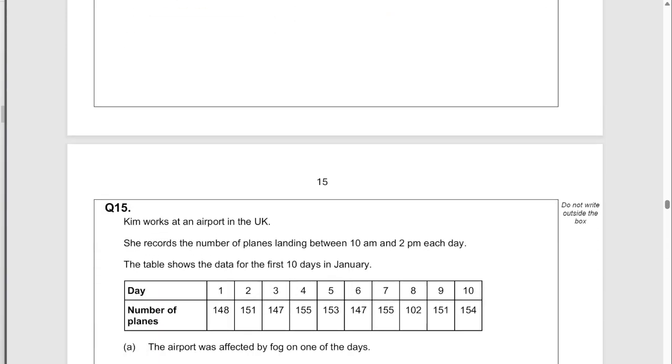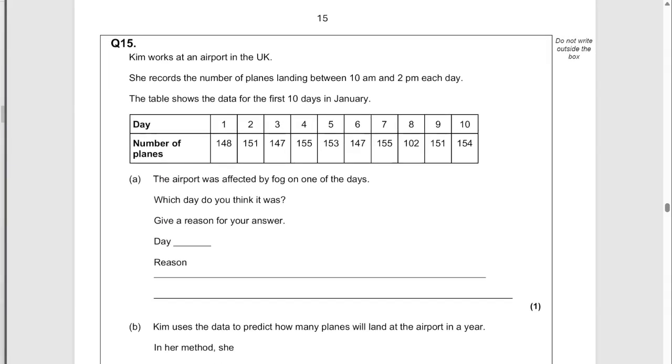And then question 5. This actually hit on my pushing for 9 paper as well. It was a crossover question, but it was done badly by students on foundation and on higher.